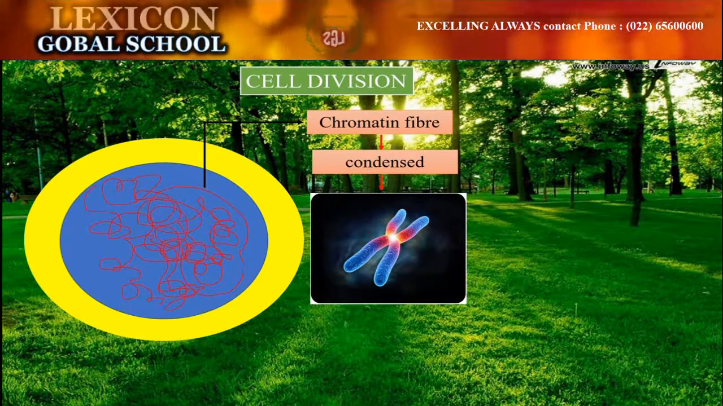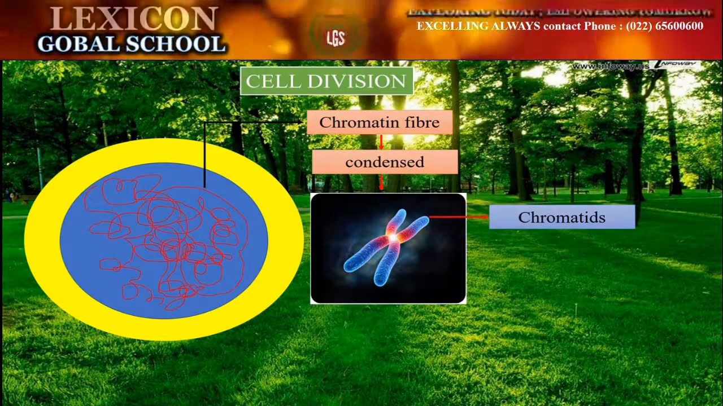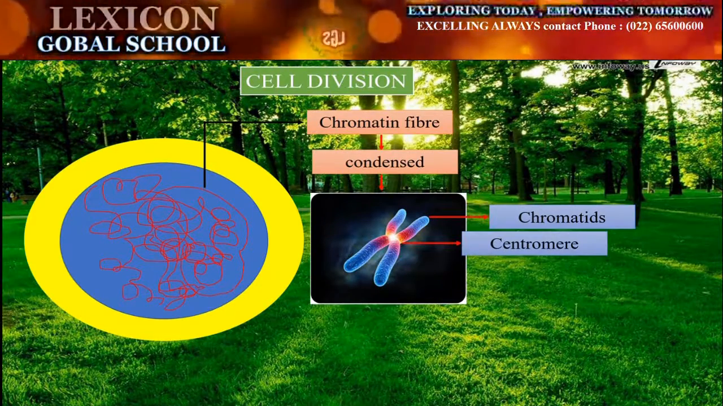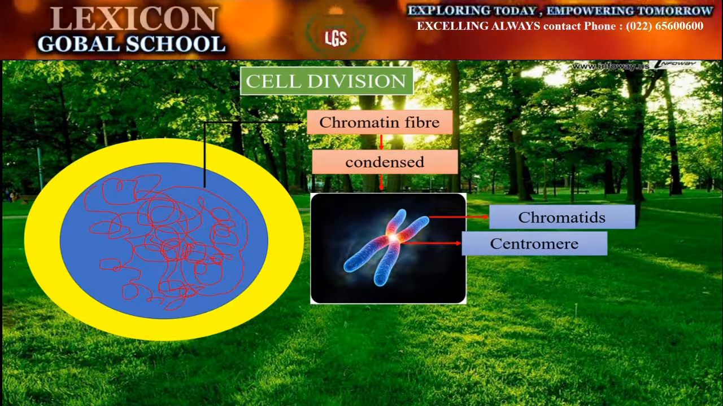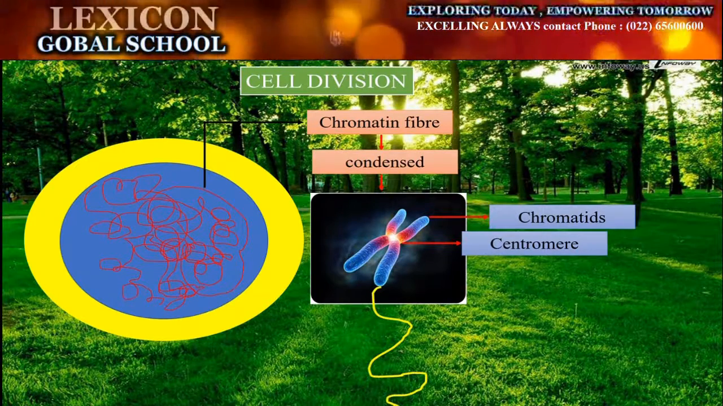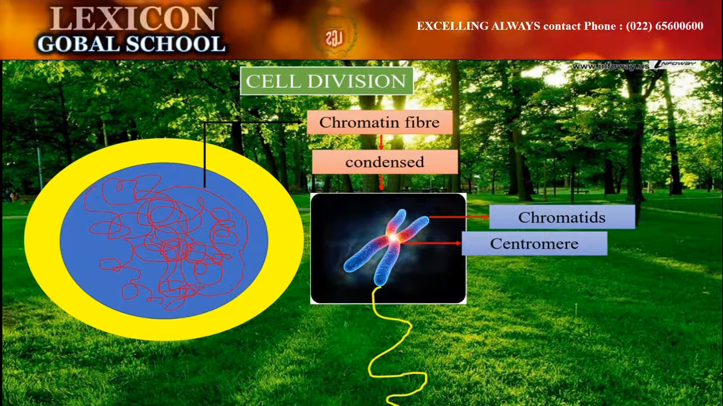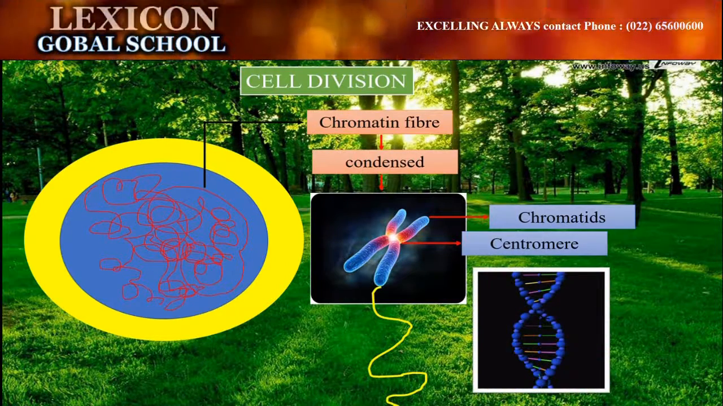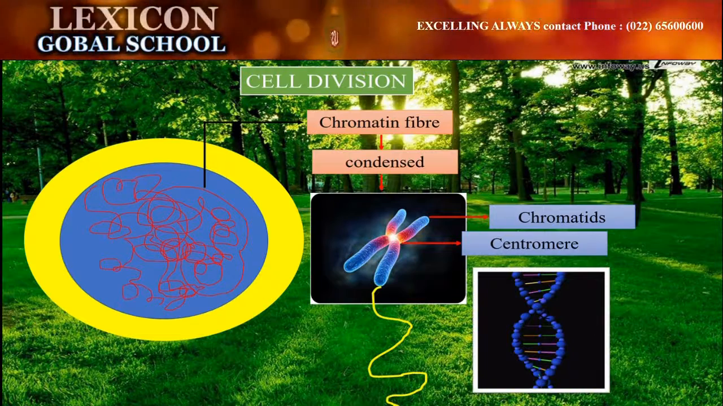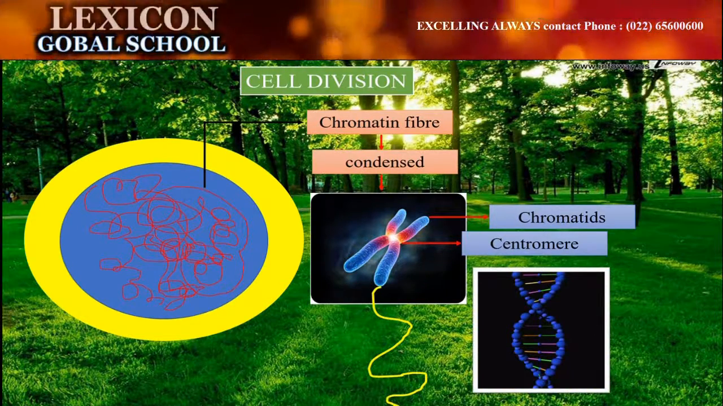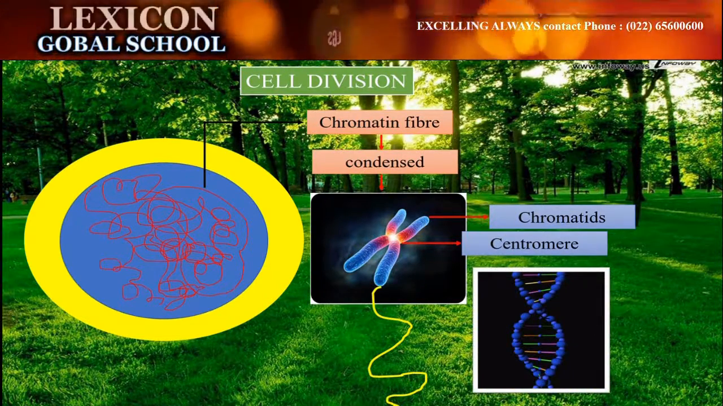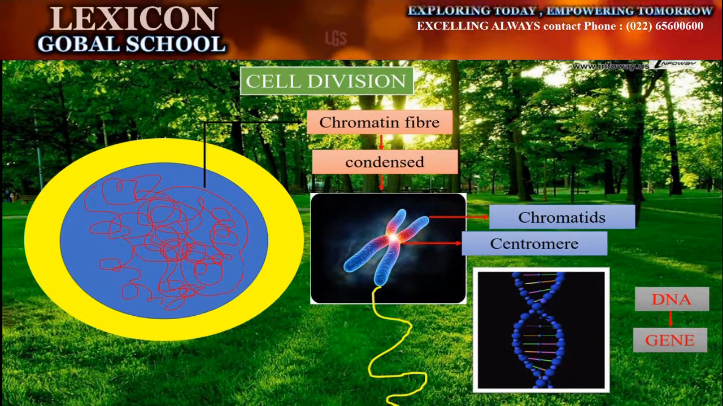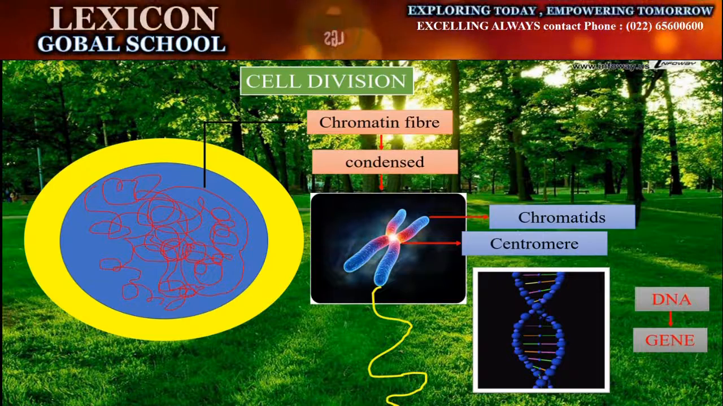This chromosome is made up of chromatids. The center part of the chromosome is the centromere. This chromosome further continues and forms our DNA. So the DNA that is present in our body is a complete structure made from chromosomes. Many chromosomes combine together and form our DNA. DNA is formed through genes.